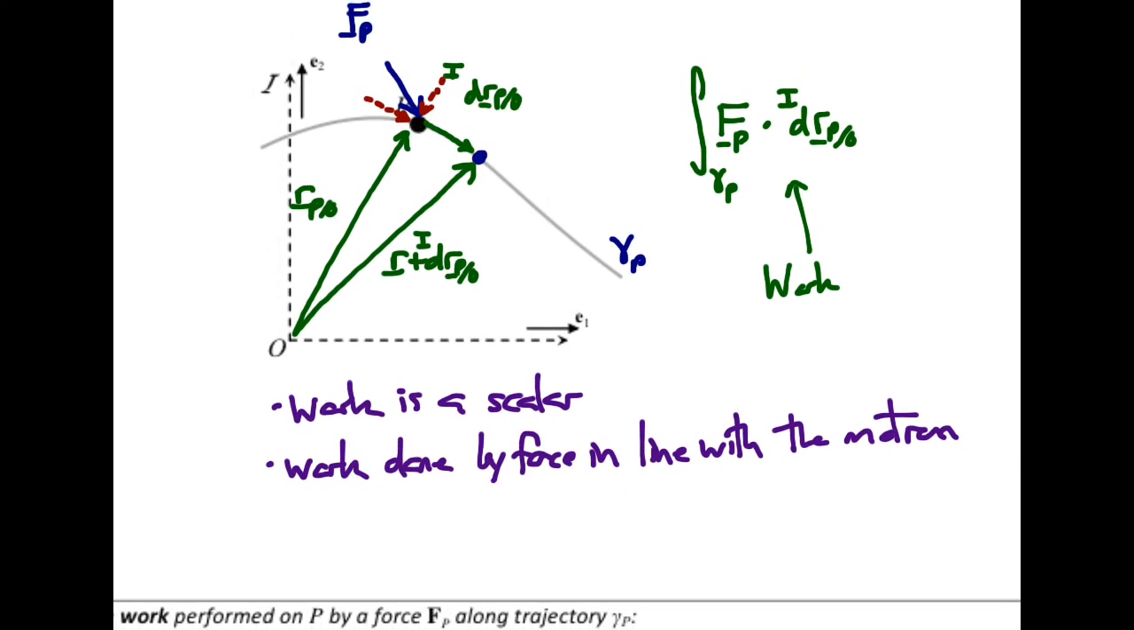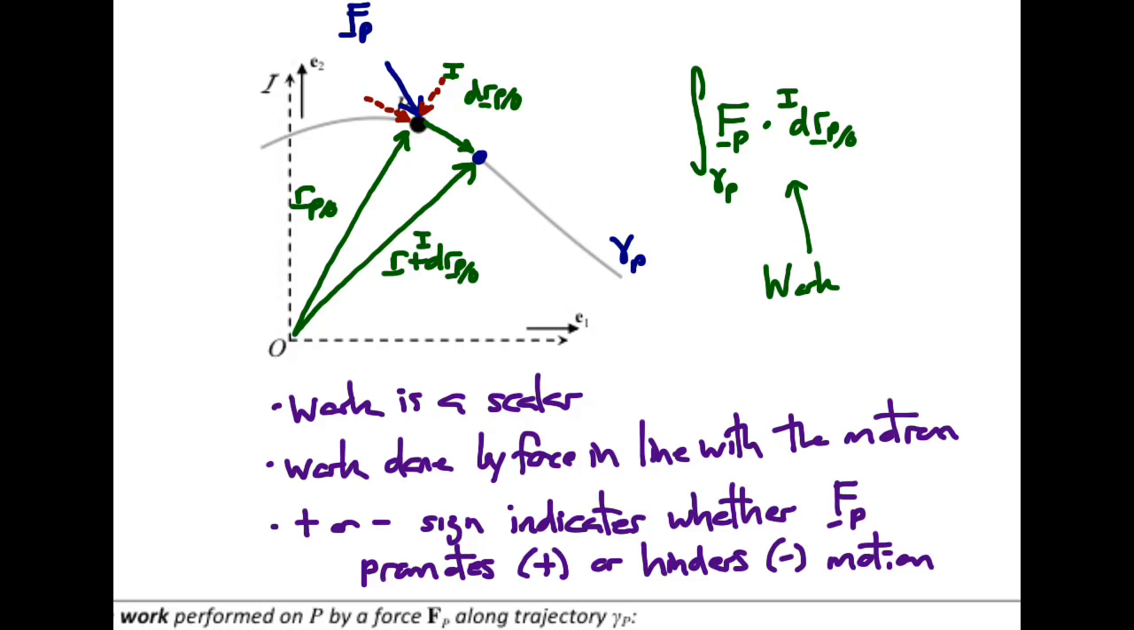The next item to note is the direction of the work, or the sign of the work. So the sign of the work, positive or negative, depends on whether the force is going to promote the motion or hinder the motion. If the force is promoting the motion, so it's in the direction of this incremental distance, then we're going to get a positive scalar value. If it's in the opposite direction of that incremental distance, then it's hindering the motion, and we're going to get a negative scalar value of the work.